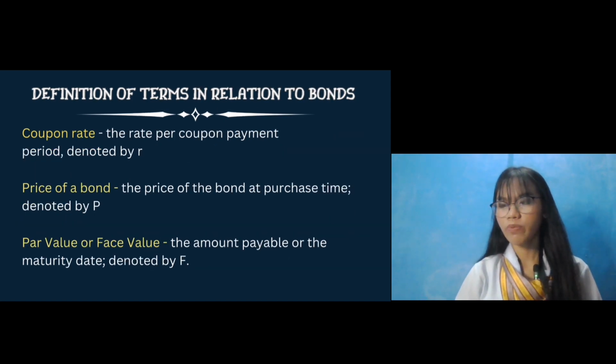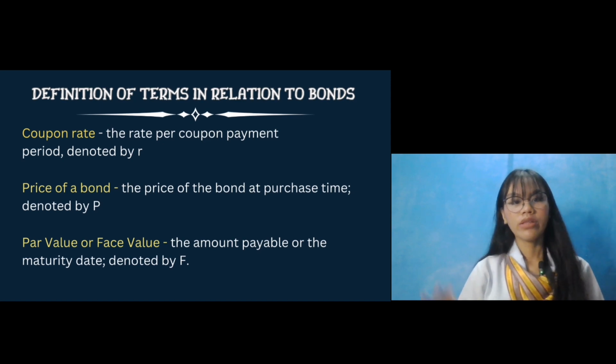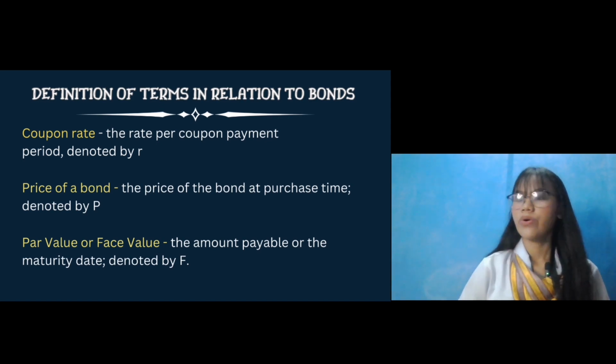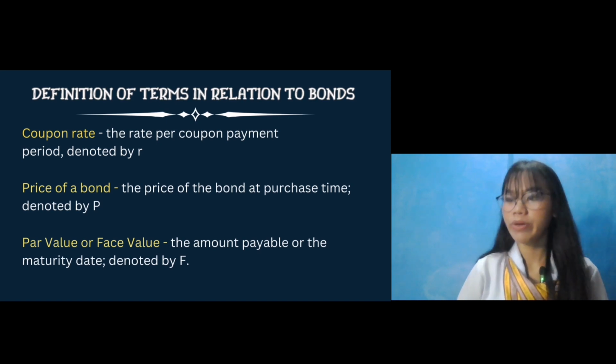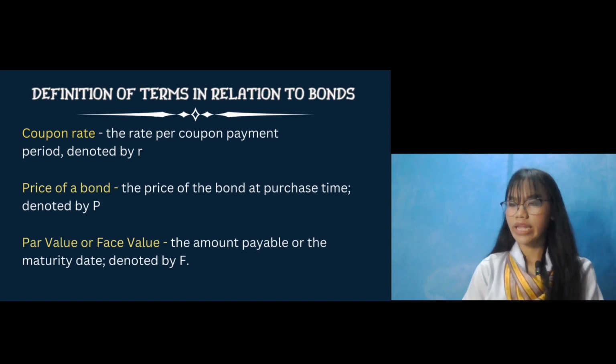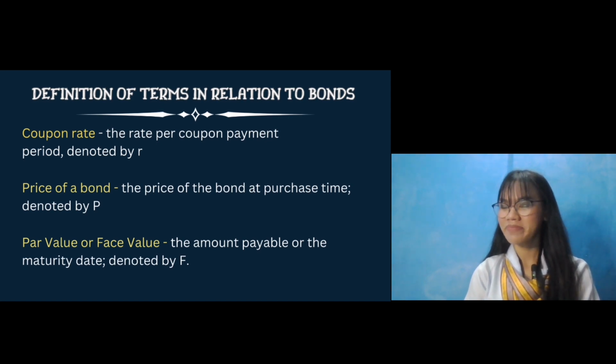And of course, in our coupon rate, remember that since it is a coupon rate, this rate is only for the coupon. Okay, so this is the rate per coupon payment period denoted by R. And then next is our price of a bond. The price of the bond at the purchase time is denoted by P. So, that is the definition itself, okay?